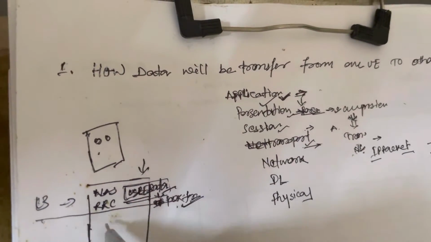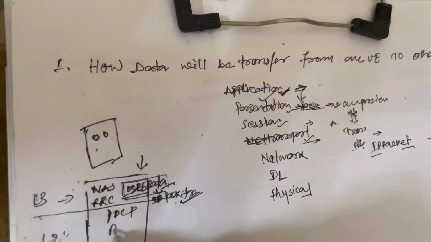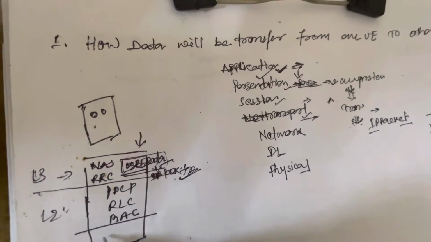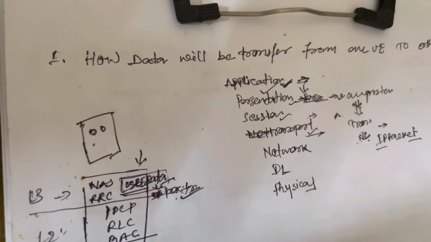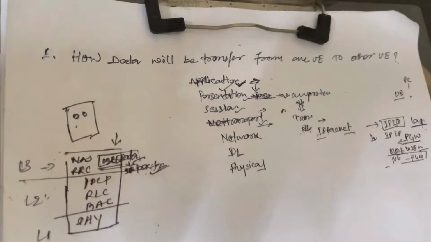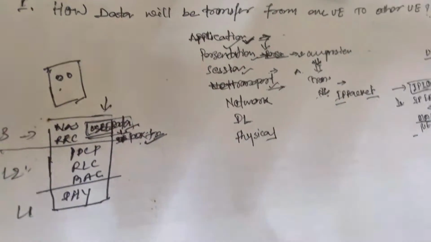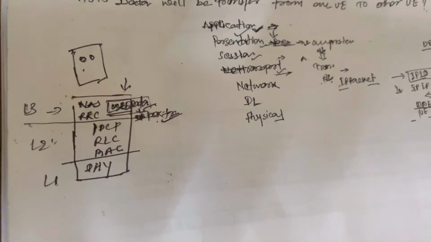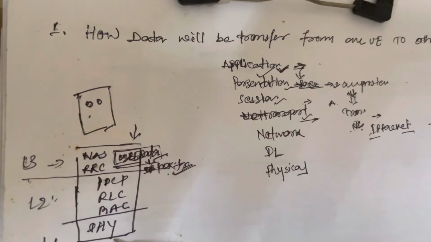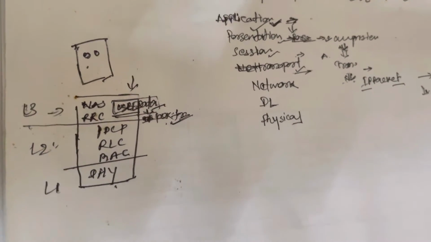Now we come to layer 2. In layer 2, PDCP, RLC and MAC are the protocol stacks. And now L1 is PHY, right? So this is all about the UE side. These are the protocols, and I will tell you one by one what the purpose of NAS, RRC, PDCP, RLC, MAC and PHY is, and how they will transfer this data one by one.